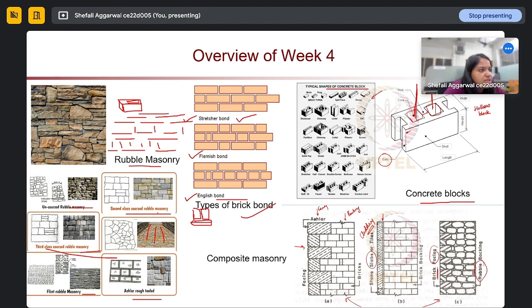So we have studied different types of masonry: brick masonry, stone masonry, and concrete masonry. Another type is composite masonry. If we use two or three of these types of masonry together, that is called composite masonry. In this case they are using stone along with brick. Another example is the first one we saw, where bricks were used along with concrete blocks. That is also a type of composite masonry.